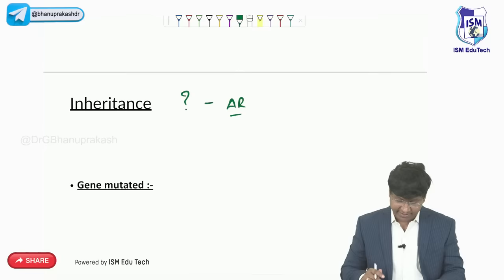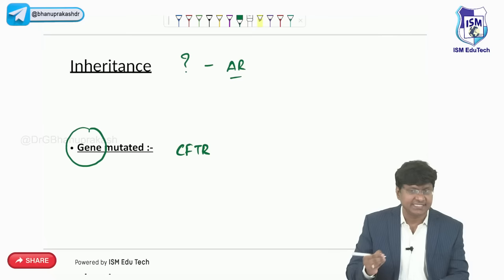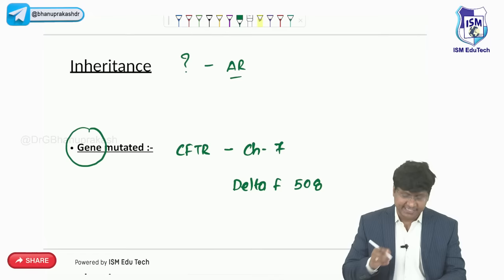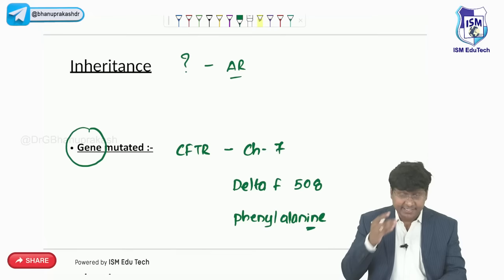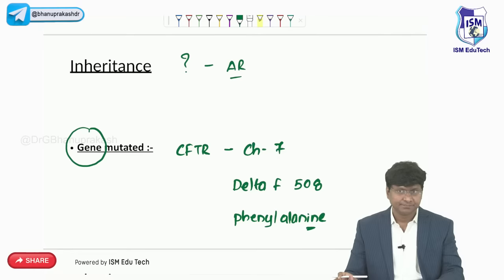And what is the gene which is being mutated? And that has been asked in the recent INICT exam also. Definitely they have given it as the CFTR gene, but which chromosome? It is chromosome 7. And on which location? It is your delta F508 mutation. And which amino acid? It is phenylalanine deletion. So this is the recent INICT question. Which particular gene, on which chromosome, which number, which amino acid, everything was asked. So remember 508, phenylalanine deletion on chromosome 7.